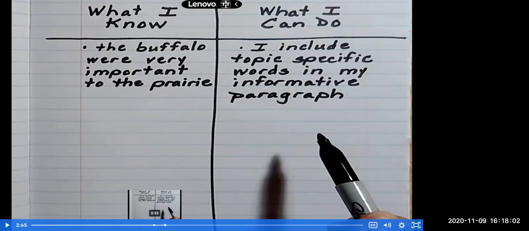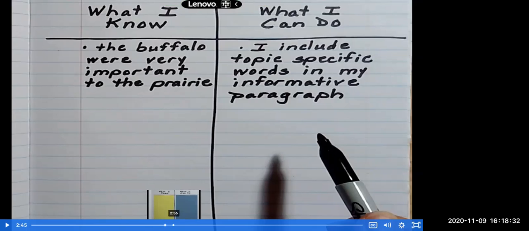And the what I can do. What Miss Sabella said was very important, that we include topic-specific words in our informative paragraphs. We can talk about how you can look through a book to find information. You can learn from a text. You can learn from illustrations. You can learn from art. Okay, so there are other things that you can do now.